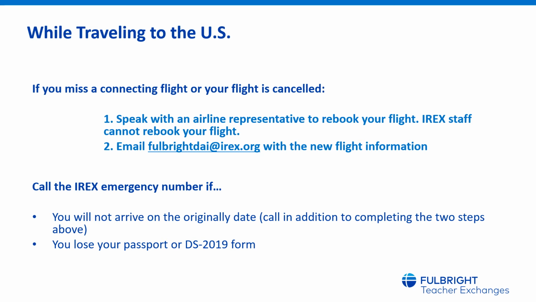You may experience flight delays or cancellations while traveling to the U.S. If you miss a connecting flight or if your flight is canceled, please first speak with an airline representative to rebook your flight. Once you receive a new flight itinerary, please send this information to fulbrightdai@irex.org. Please call the IREX emergency phone number if you cannot find an airline representative to rebook the flight, if you will not arrive in the U.S. on the original date scheduled, or if you lose your passport or DS-2019 form.